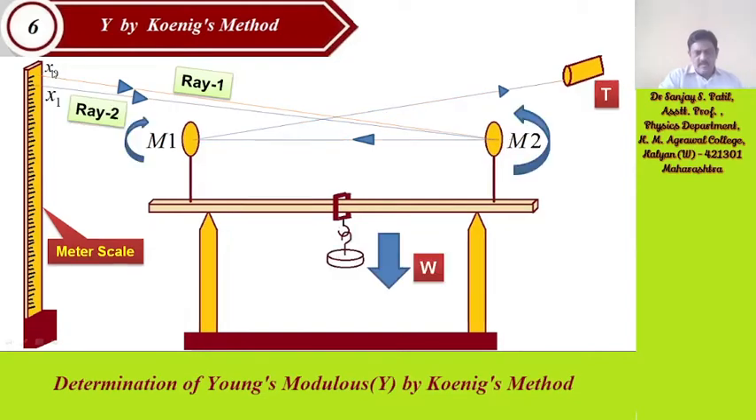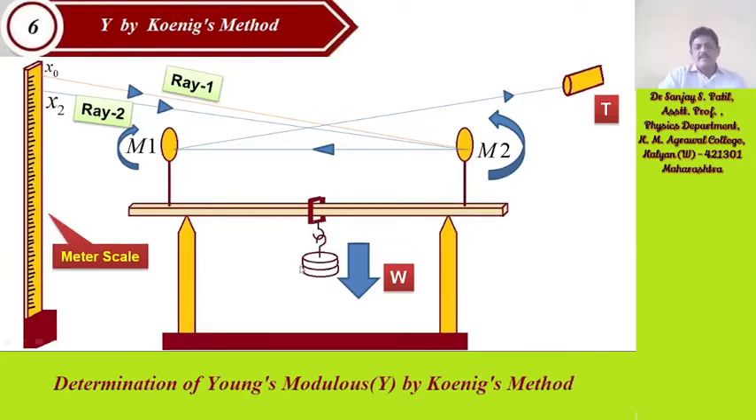Now if weight 1 is applied, then ray 1 is shifted to ray 2 and the division is x1 on the meter scale. This mirror is shifting, it is bending slightly. This is the bending action of mirror M2, and this is the bending action of mirror M1. Mirror M2 is slightly bending, and due to that, the division is shifting from x0 to x1. That is shown with ray 2 in this diagram.